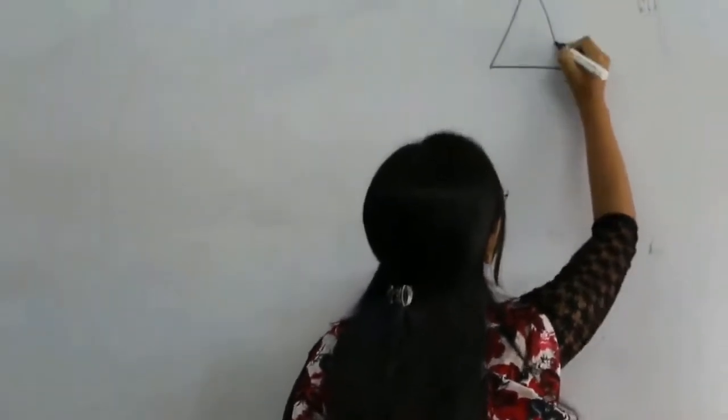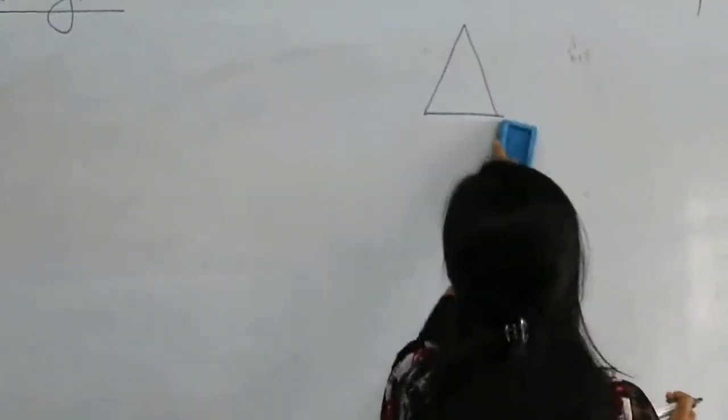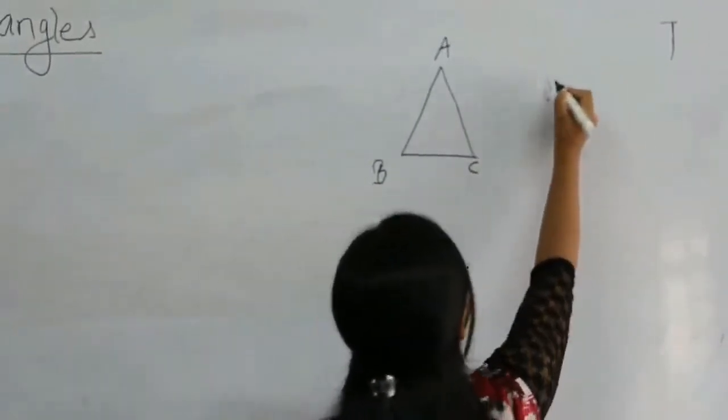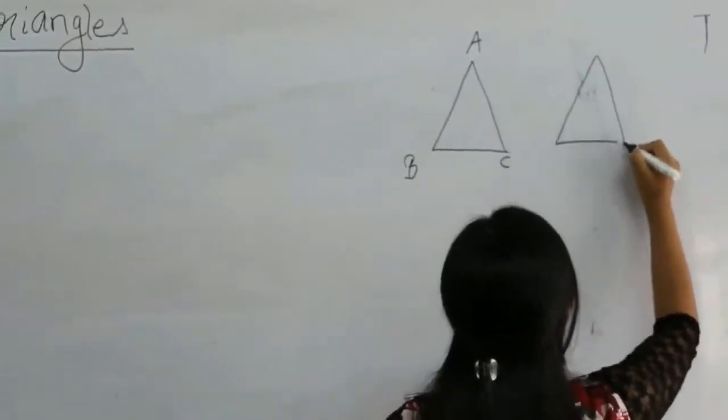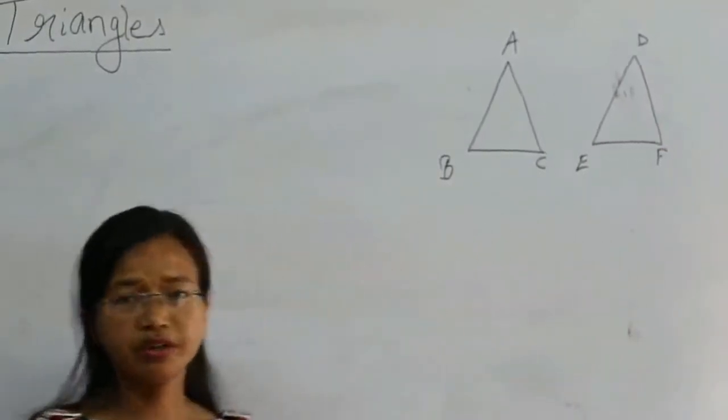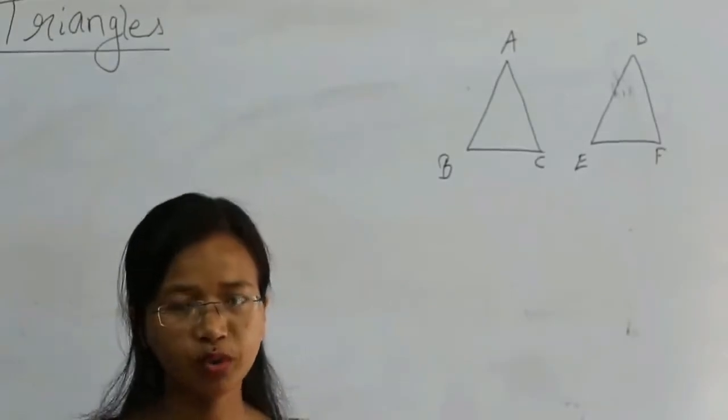So there are many figures around you which have the same shapes and the same size. All those figures which have the same shape and the same size are called congruent figures. So in here, for example, you have triangle ABC, and triangle DEF.